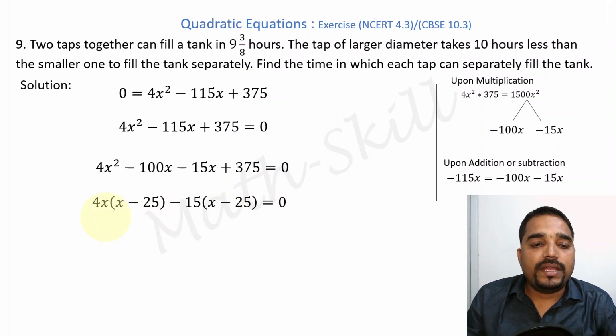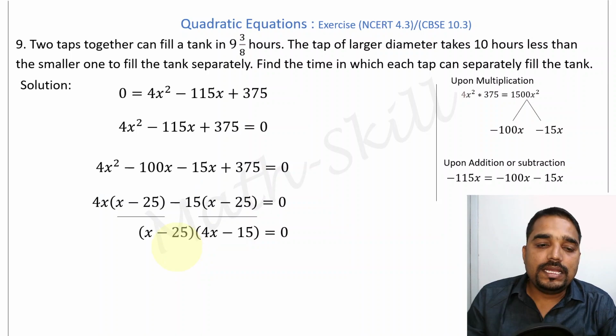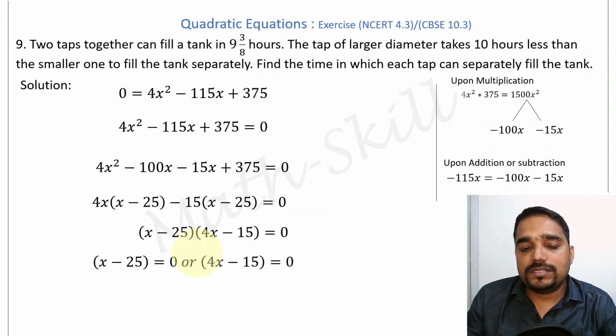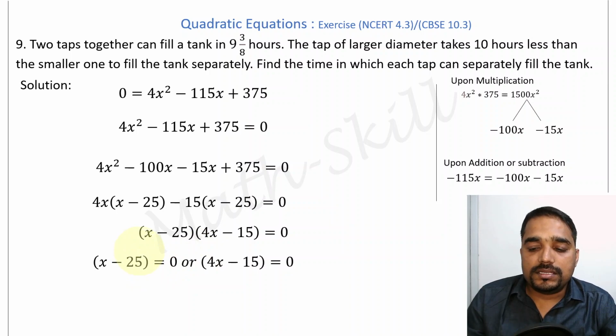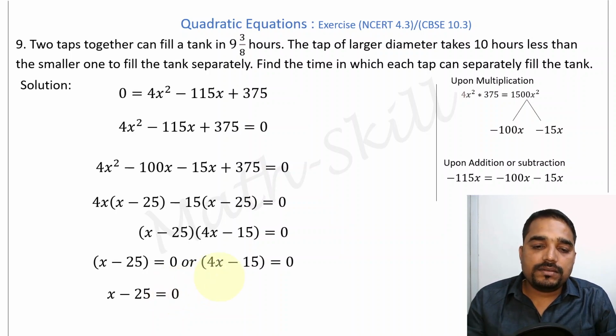Now, we see that x minus 25 is common between the two terms we have here. If we take x minus 25 as common, we would be left with 4x in the first term and minus 15 in the second term. That is what we have got here, 4x minus 15. So, I've taken x minus 25 as common. Now, the multiplication of two terms, a into b equals 0, means either a equals 0 or b equals 0. That is, either x minus 25 equals 0 or 4x minus 15 equals 0. In order to simplify, let us open the brackets. So, x minus 25 equals 0, or the second term would be 4x minus 15 equals 0.